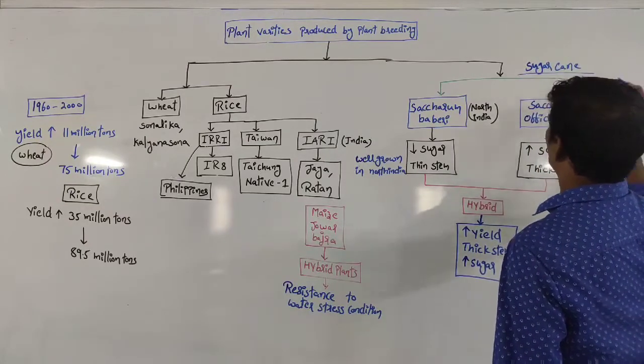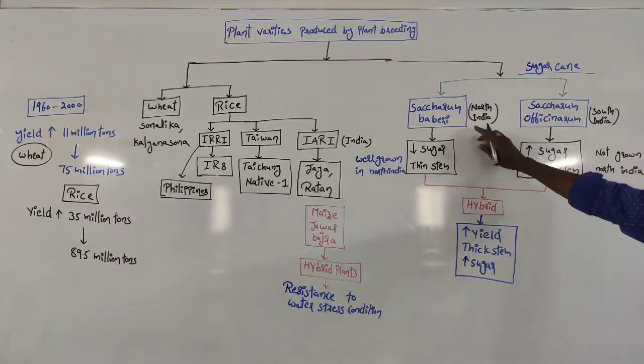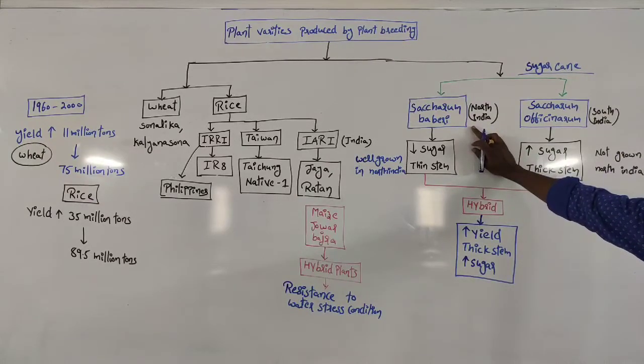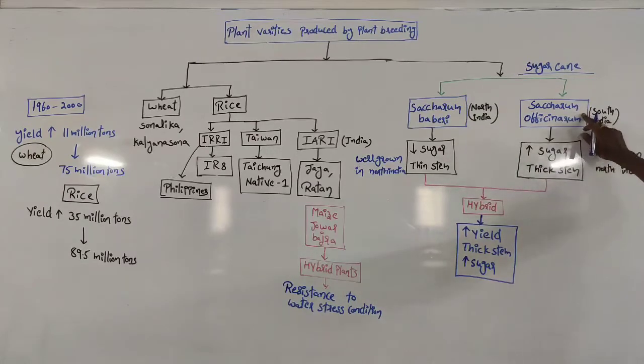here are the varieties related to sugarcane. Sugarcane varieties are also very important. There is Saccharum barberi, which is one of the North Indian varieties, and Saccharum officinarum, which is the South Indian variety.